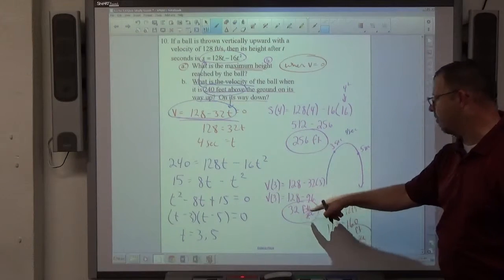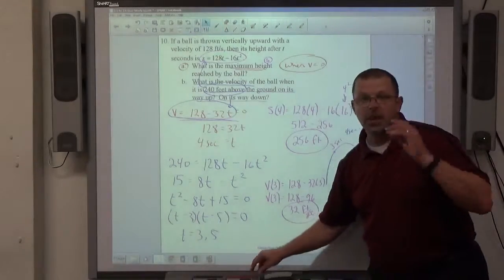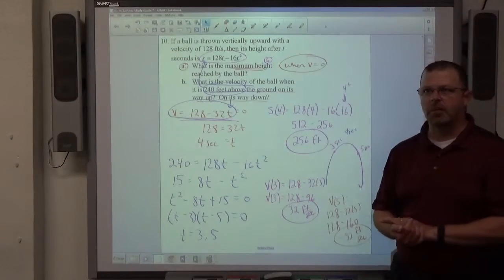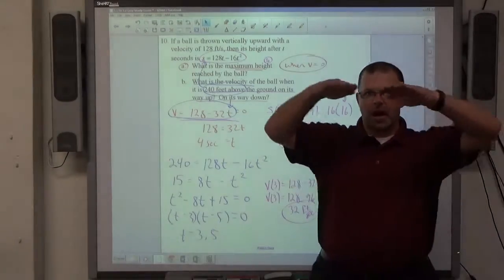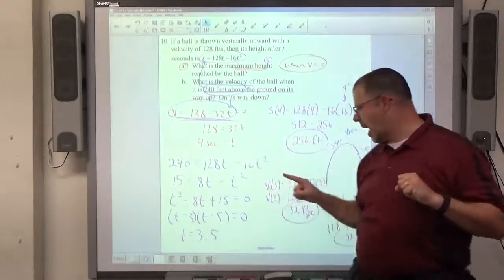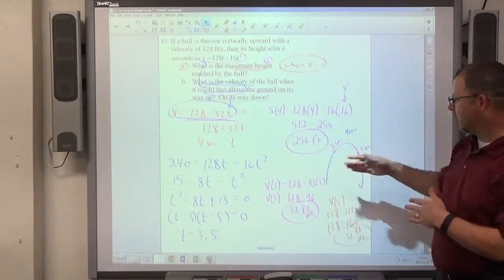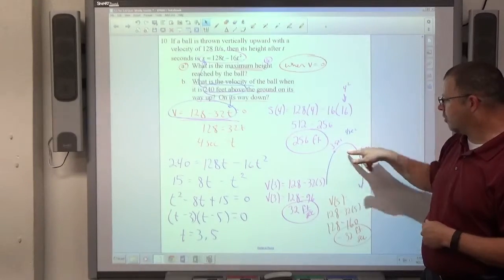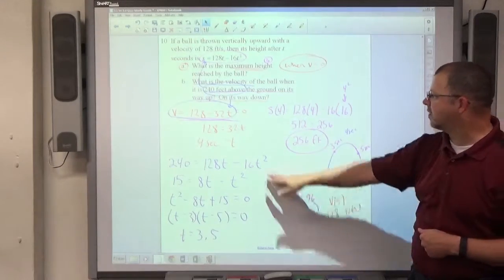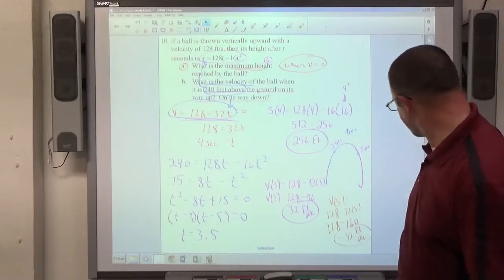So positive 32 feet per second going up, negative 32 feet per second going down. That is typical with projectile motion. If you're at the same height going up and going down, the velocity should be the same but opposite. Going up is a positive velocity, going down is negative. So even if you didn't go through this thought process, which one's up, which one's down, the positive velocity is the up one, the negative one's the down one, so you should know that.